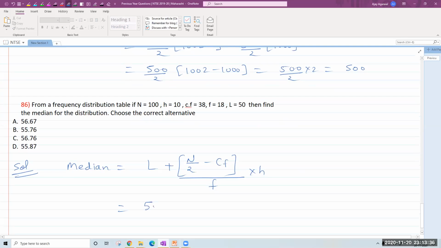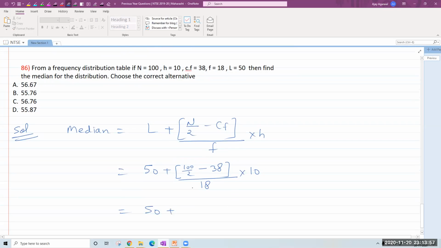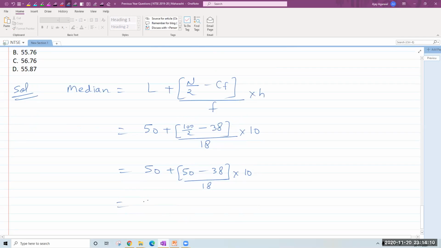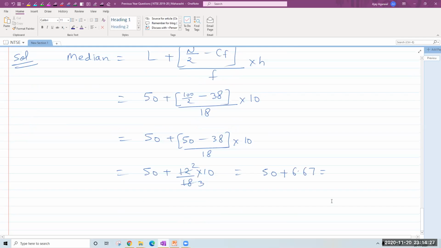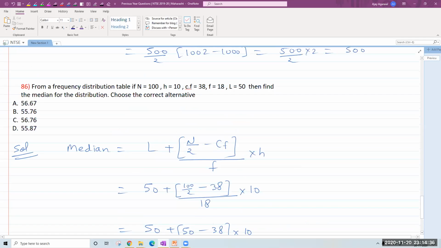Okay, so now we'll substitute all values and solve it. So L is 50 plus n by 2, n is 100 by 2. Let's write down all these values first, then simplify later. And f is again 18, h is 10. So 50 plus (100 by 2 minus 38) divided by 18 into 10. If you further solve, 50 plus 12 by 18 into 10. So 15 plus 6.67, so the final answer will be 56.67. So option A is correct.